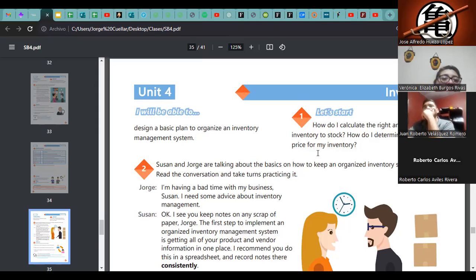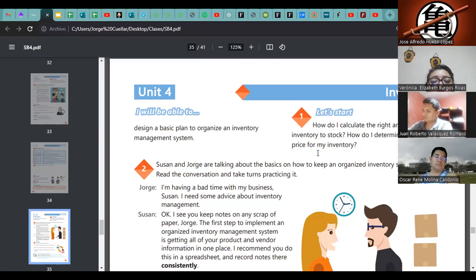Good, good. Teacher, teacher Ramiro, it's a good point. On the other hand, how do I calculate the right amount of inventory to stock? I think in the last class, I remember it depends on the product, but it's important to determine the methodology. For example, method ABC, method FIFO is the other method that for me is very important. Depending on the product, calculate the right amount of the inventory to stock in a specific product.